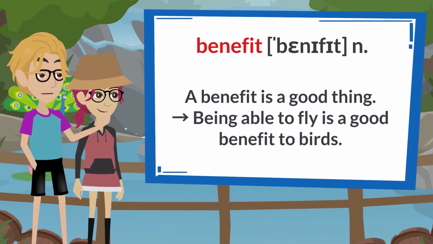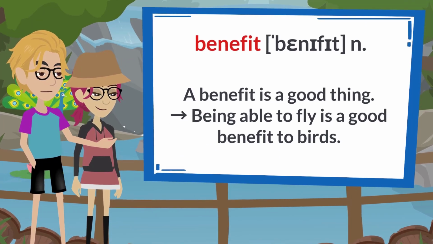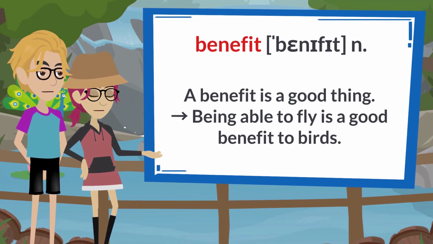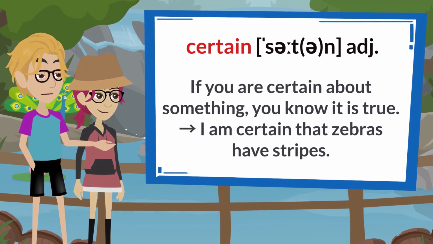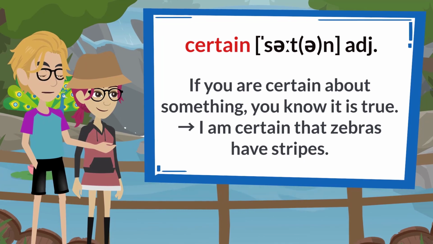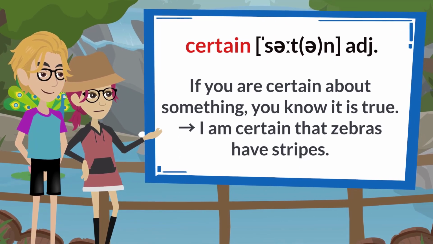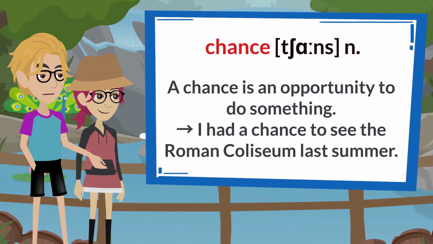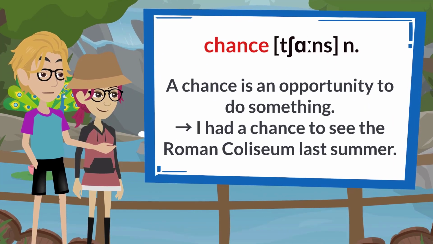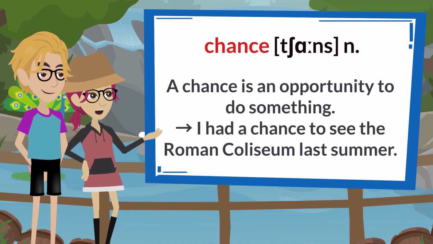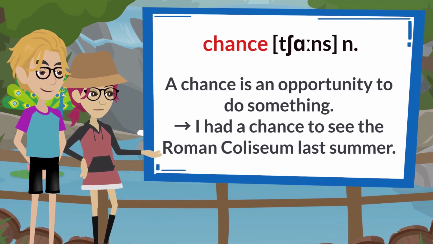Benefit. A benefit is a good thing. Being able to fly is a good benefit to birds. Certain. If you are certain about something, you know it is true. I am certain that zebras have stripes. Chance. A chance is an opportunity to do something. I had a chance to see the Roman Colosseum last summer.